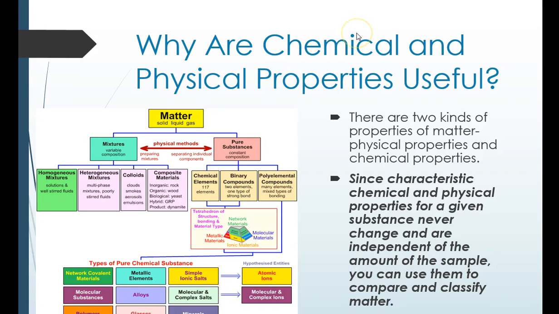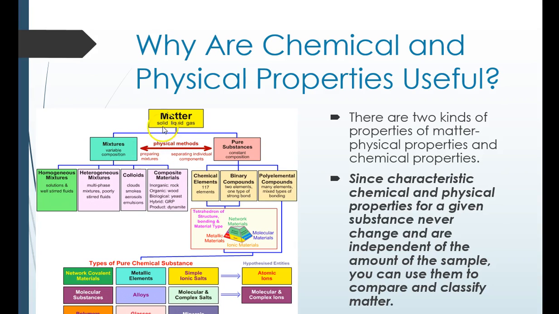Alright, there are two kinds of properties of matter: physical properties and chemical properties. Characteristic chemical and physical properties for a specific substance never change. They're always the same, and they're independent of the amount of the sample. That means if I have 50 tons of water or 5 milliliters of water, I know the density of water is always 1 gram per milliliter. Because they have these specific characteristics, they become like the fingerprints that we use to compare and classify matter.